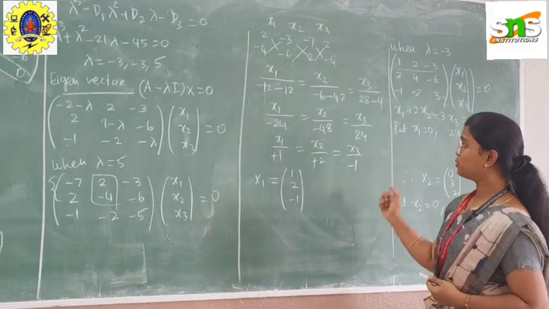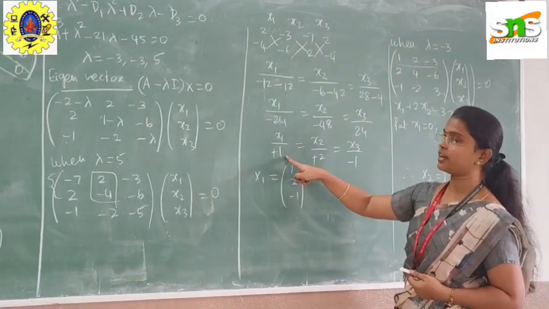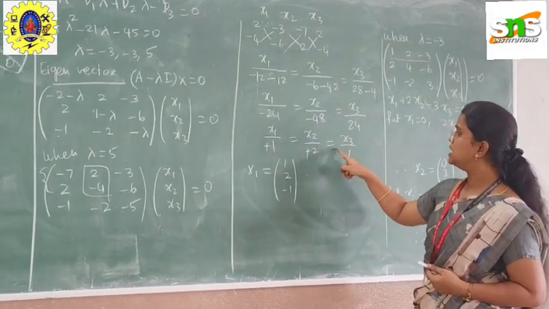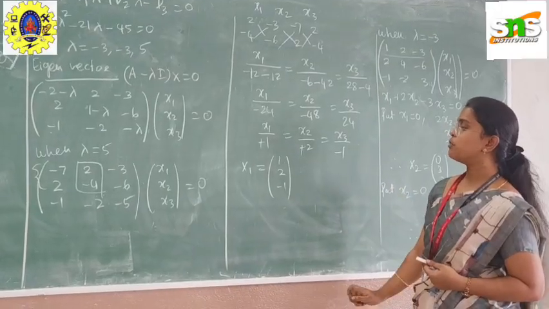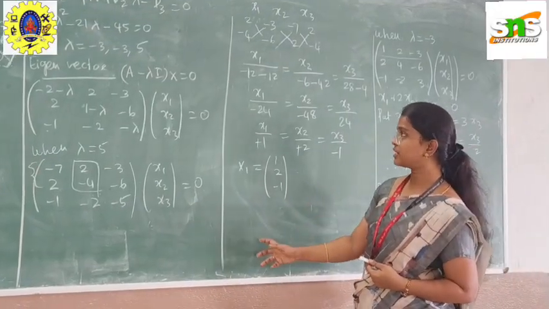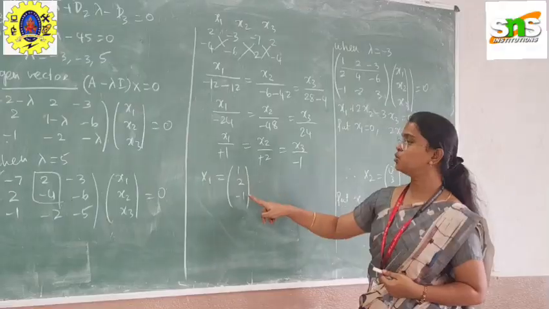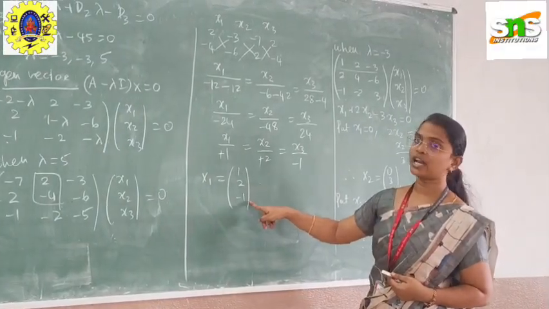So I am taking 24 as a common term, so I will get x1 divided by 1 is equal to x2 divided by 2 is equal to x3 divided by minus 1. So my first eigenvector is the matrix 1, 2, minus 1 for the eigenvalue 5.